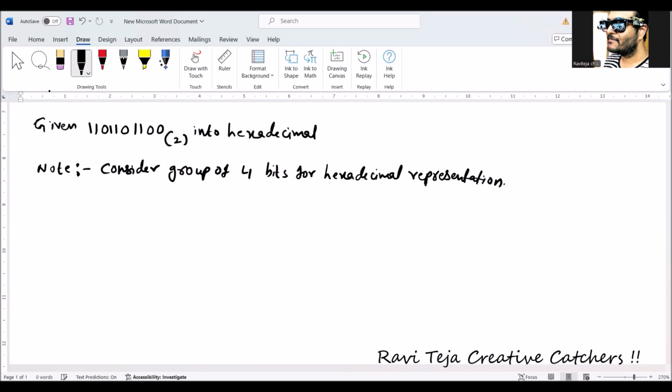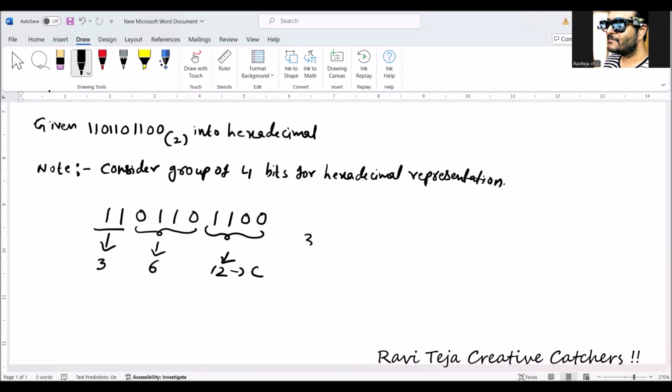Okay, let's take 4 bits. So what is the number given? 110 110 1100. So these are the 4 bits and these are the another 4 bits. These are the 2 bits left. Okay. So 11 will be giving the number 3. The binary 0110 will be giving the number 6 and the 1100 will be giving 12. Okay. So 12 in hexadecimal can be considered as C, right? So the answer is 36C. So let's conclude it.